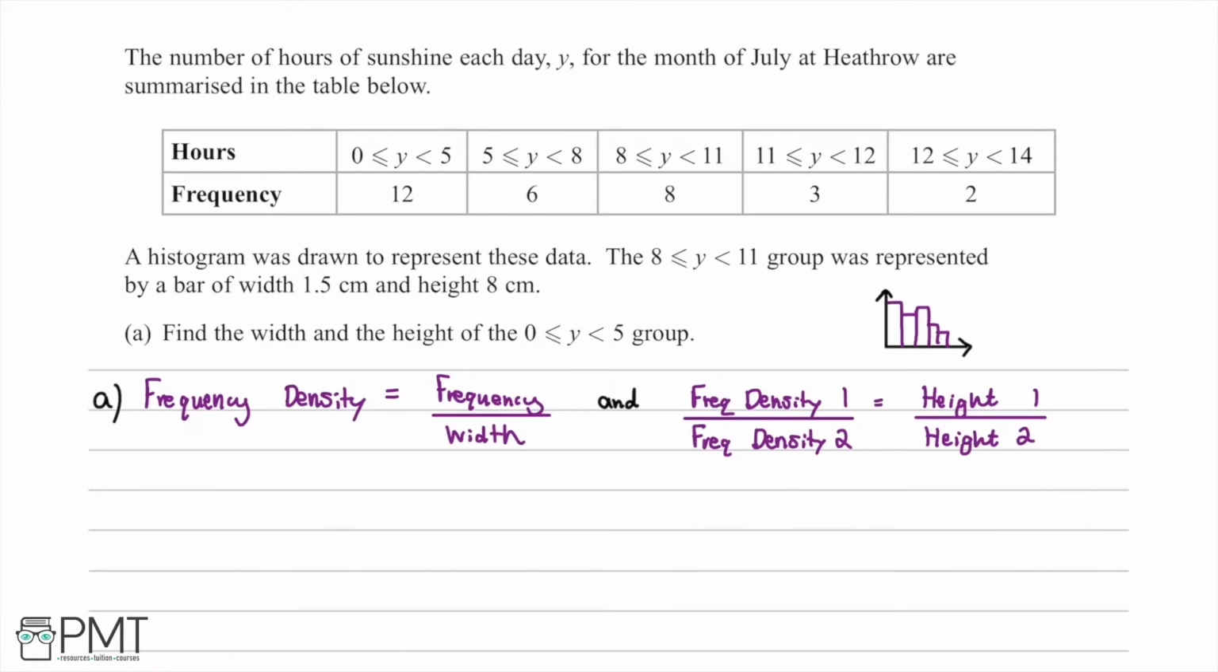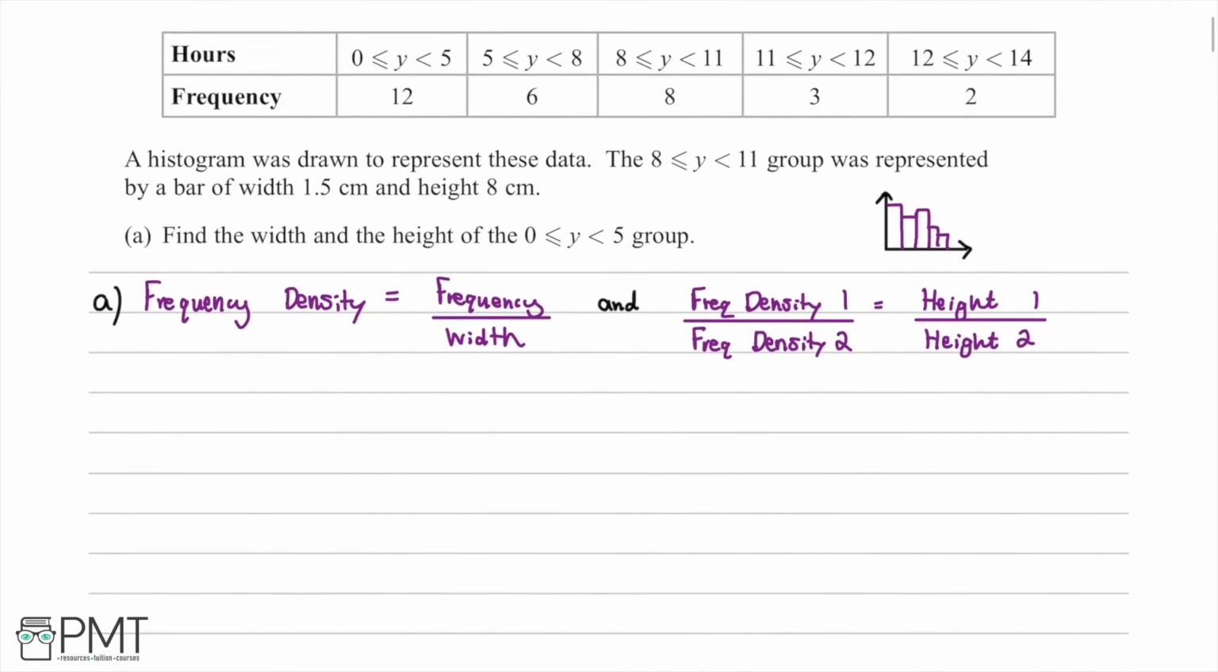So how are we going to do this? There are a few key pieces of information that we need to recall. We're given the frequency and we know the width of the group between 8 and 11. So we can therefore work out the frequency density. And then we can use this equation here where we take one frequency density and divide it by the second frequency density. And we can then use the height of both groups.